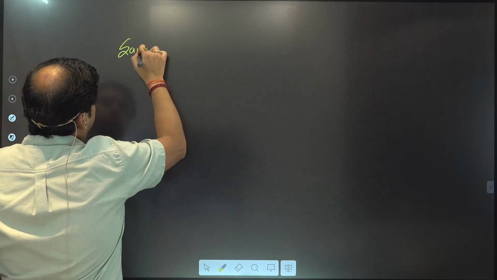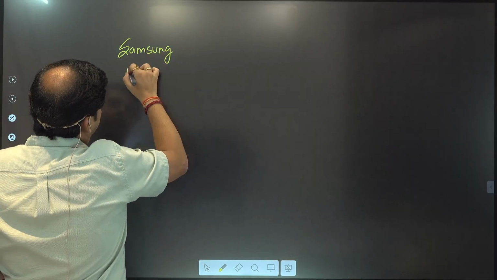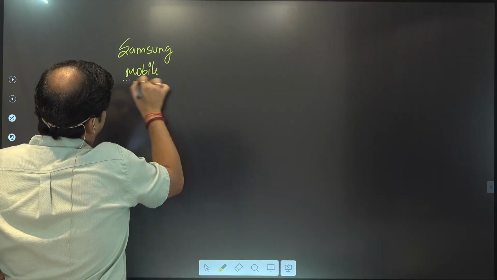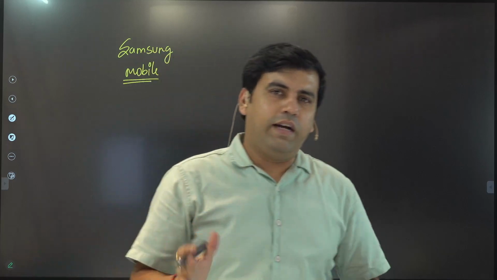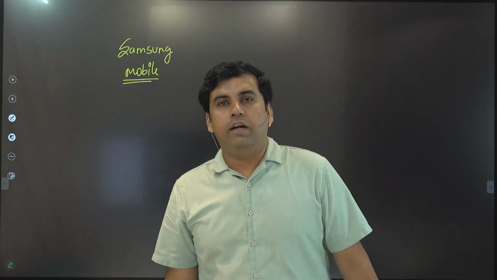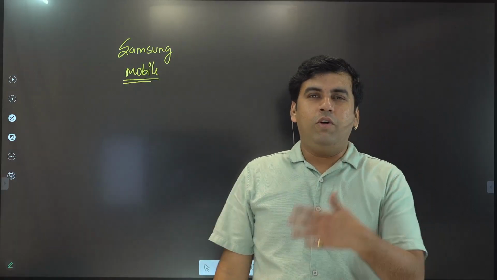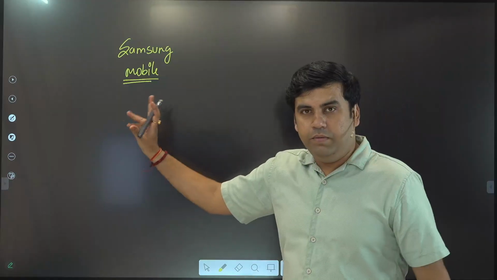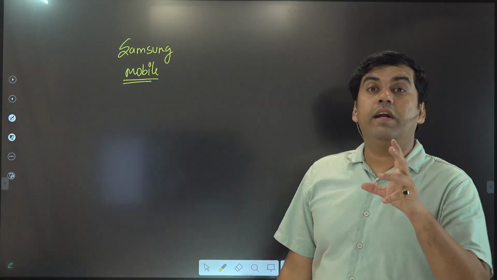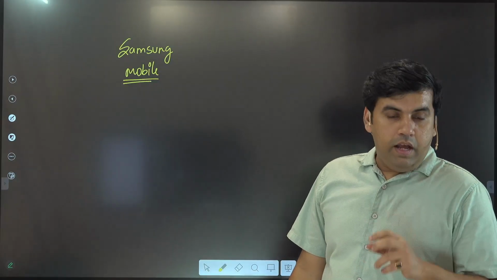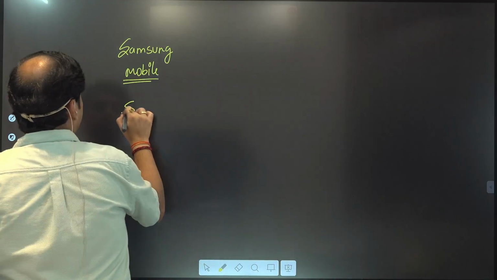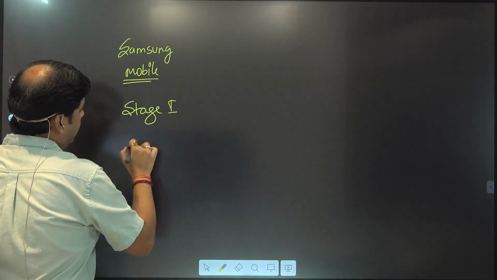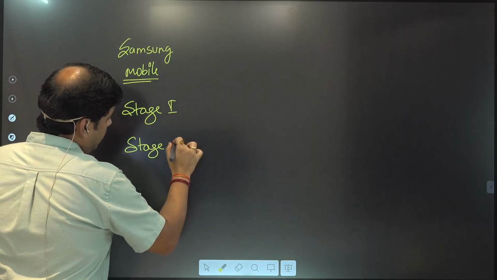So what example should I take? Okay, Samsung mobile. You must be having one, right? This is the example. Samsung mobile, or whatever brand we have these days. I don't have much choice or knowledge about it. So Xiaomi or whatever you have, OnePlus. So there is a mobile phone. The price of a mobile phone goes through 3 different stages. Stage 1, stage 2, and stage 3.